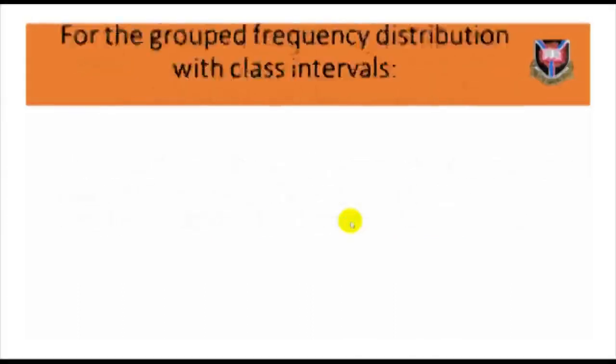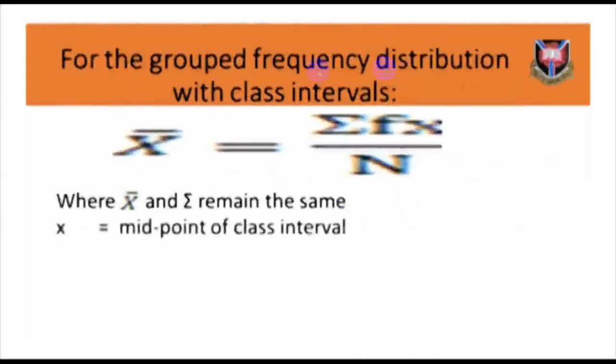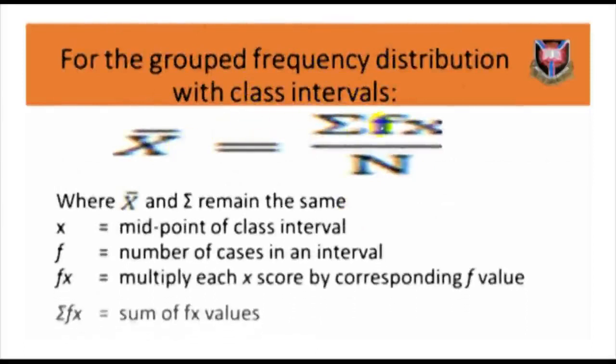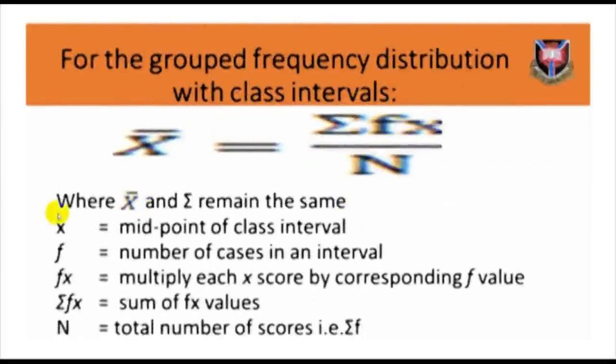For the group frequency distribution with class intervals, x bar is equal to sigma fx over n, where x bar and sigma remain the same, which is mean and sum of respectively. X is the midpoint of class interval. F is the number of cases in an interval. Fx means multiply each x score by corresponding f value. Sigma fx is the sum of fx values. And n, the total number of scores, that is sigma f.